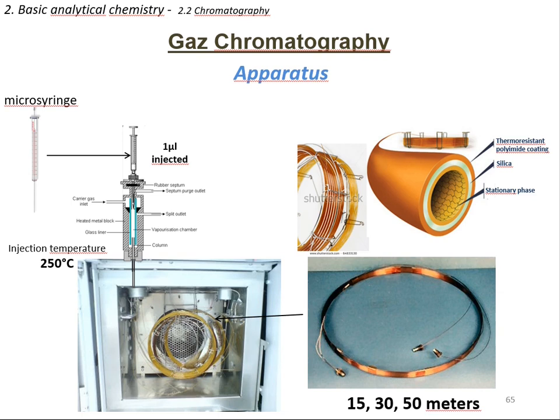So it is a coating that is very thermo-resistant, and inside there is a layer of silica and then a layer of stationary phase. But this is empty, okay? This is a tube, really. And in this tube, the gas, the vector gas, is going to flow.